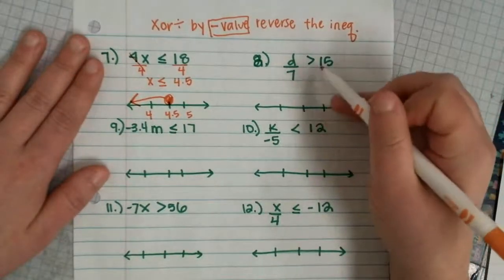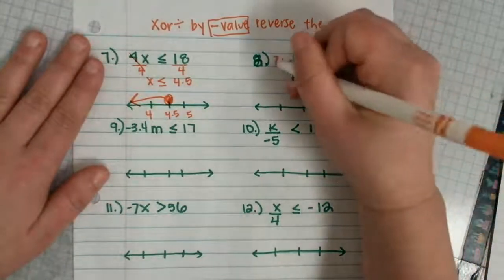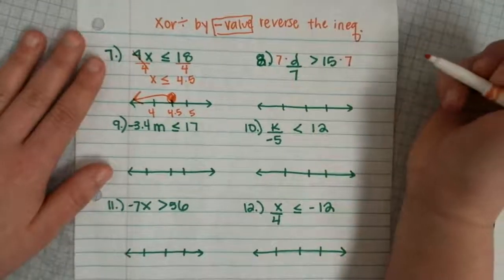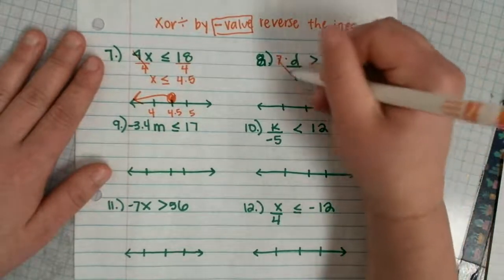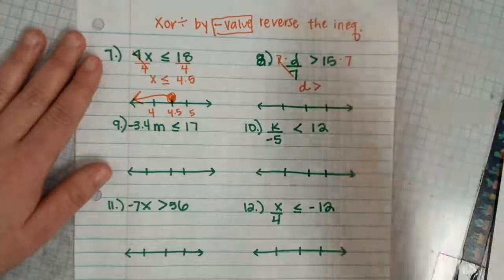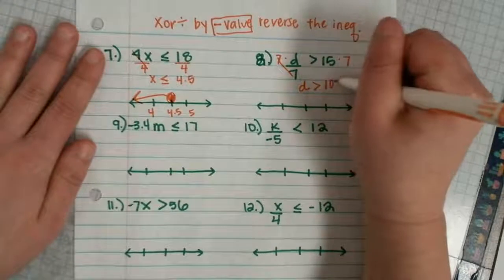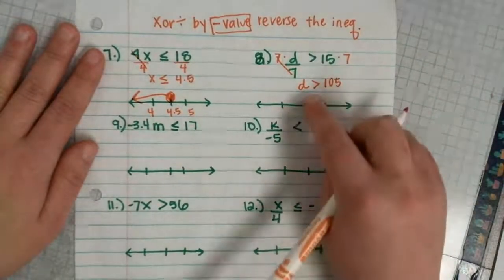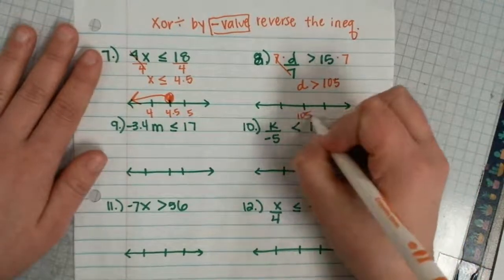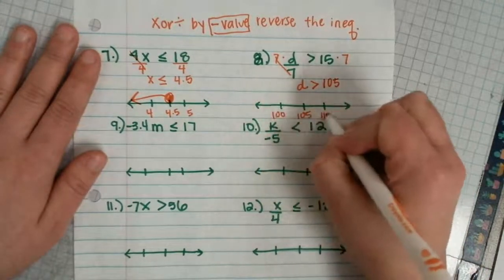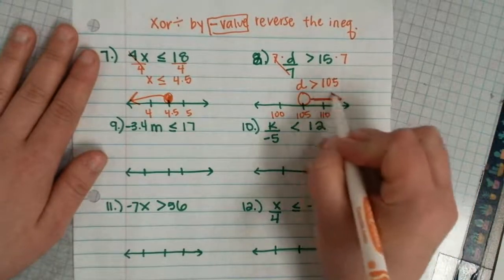D divided by 7 is greater than or equal to 15. It's being divided, so in order to get it by itself, I'm going to have to multiply by 7 on both sides. This makes a D, and then 15 times 7 is 105. It's greater than, it's not or equal to, so I have 105, let's say 100 and 110. It's not included, so I'm using an open circle, and it's pointing to the right.